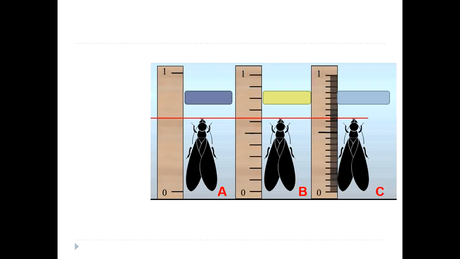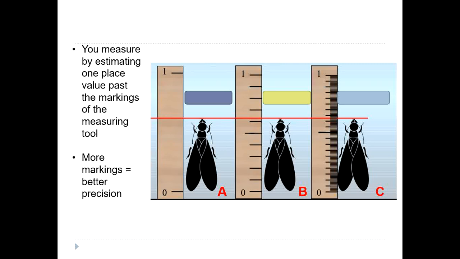This one, I would have to get really close to it. And I would say that it's probably right around 0.635. So what part was I absolutely sure of? I was sure of the 0.63. The part that I guessed was the 5. As a ruler gets more precise, my measurement can also be precise, right? And so the more markings there are, the better our precision will be.